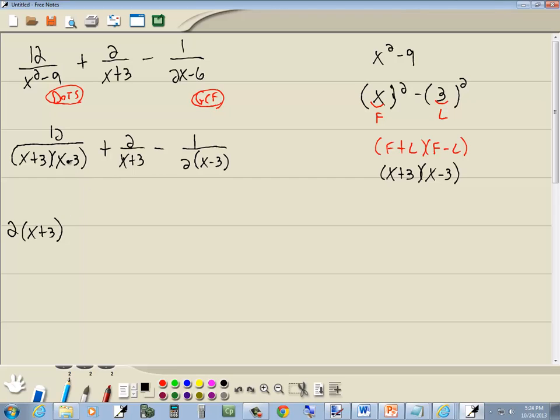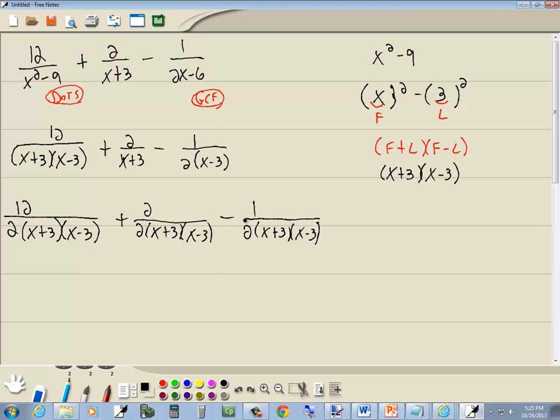And I'll look for my next factor, the x minus 3. I'm looking for the greatest number of x minus 3's in any single denominator. There's 1 here, none here, 1 here, so the greatest number of x minus 3's in any single denominator is 1. So our LCD is 2 times x plus 3 times x minus 3. So I'm going to rewrite each fraction with that new denominator. There we go. Okay, so I've got 12 here, 2 here, 1 here.